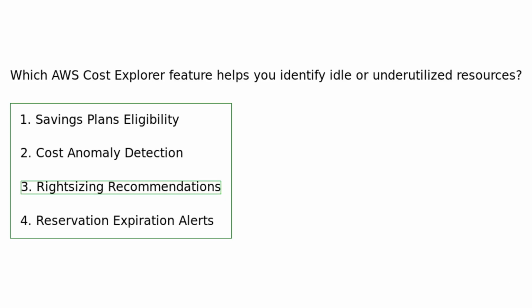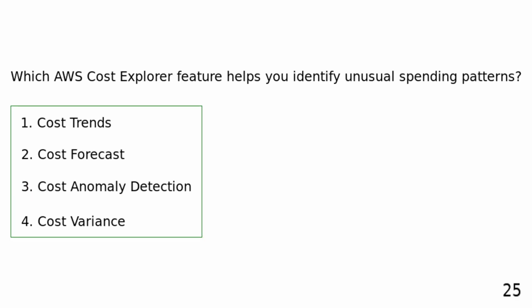Right-sizing recommendations in AWS Cost Explorer analyze your resource usage patterns to identify instances that are idle or underutilized, suggesting changes to optimize costs. Which AWS Cost Explorer feature helps you identify unusual spending patterns?